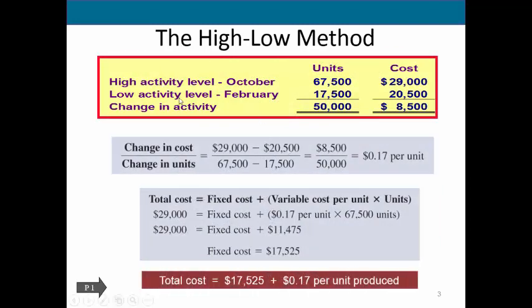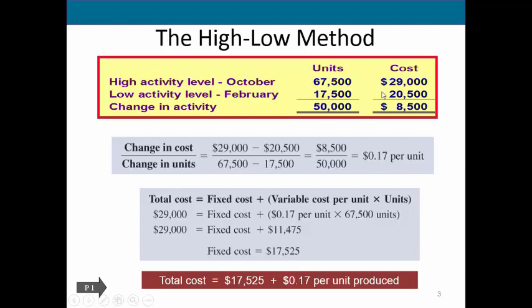Here we have our high and low levels of activity, and what we're doing is very similar to coming up with the slope of the line when we were doing our scatter graph method. We're just using 2 points of data that are defined. Remember, in the scatter graph method, we could pick whatever points of data we wanted, but in this method, we're using the high and low points of data. So what we do is we calculate the change in activity, and that's with the high month, which was October. We made 67,500 units compared to February, where we made 17,500. So we had a change in activity of 50,000 units.